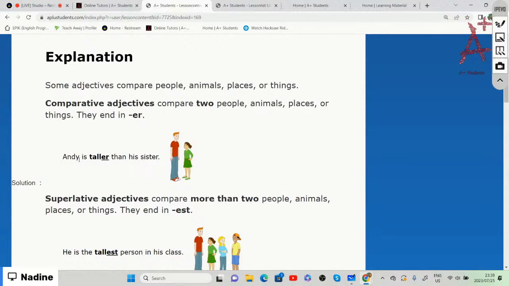For example, Andy is taller than his sister. And then we have a superlative adjective, right? Which compares more than two people, animals, places, or things, right? And superlative adjectives end in EST. For example, he is the tallest person in class, which means that he is being compared to the rest of the class, right? Not just being compared to one person.